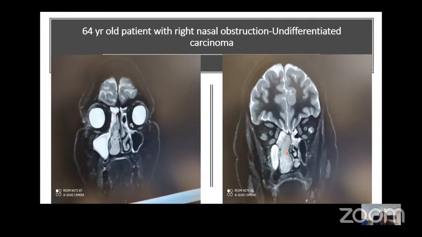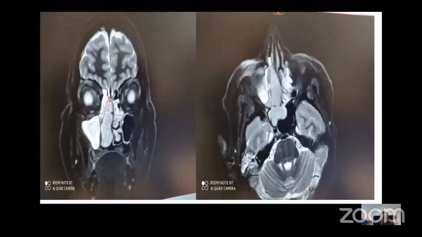Here on the deeper cut, we can see the lesion extending up to the skull base. The fat plane is well preserved, so it has not breached the cribriform plate or the skull base. And here we can see that it is not involving the olfactory bulbs. And in this axial view, we can see the lesion extends into the right sphenoid sinus, and there is some unilateral mastoid opacification as well.